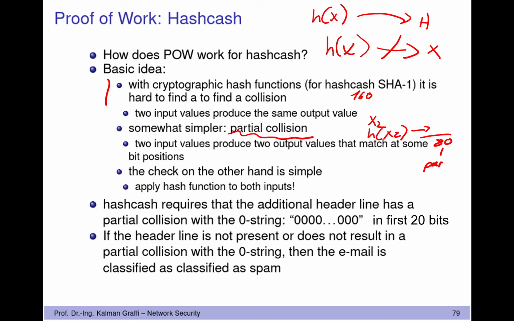And this is a parameter. So you would say the first 80 bits of the hash of x2 should overlap with the first 80 bits of your initial message. Checking this is very simple. If you have x2 and x1, you just apply the hash function on both inputs. Let's say the first 20 bits should overlap, and therefore it's quite time intensive to create another input that matches these first 20 bits.